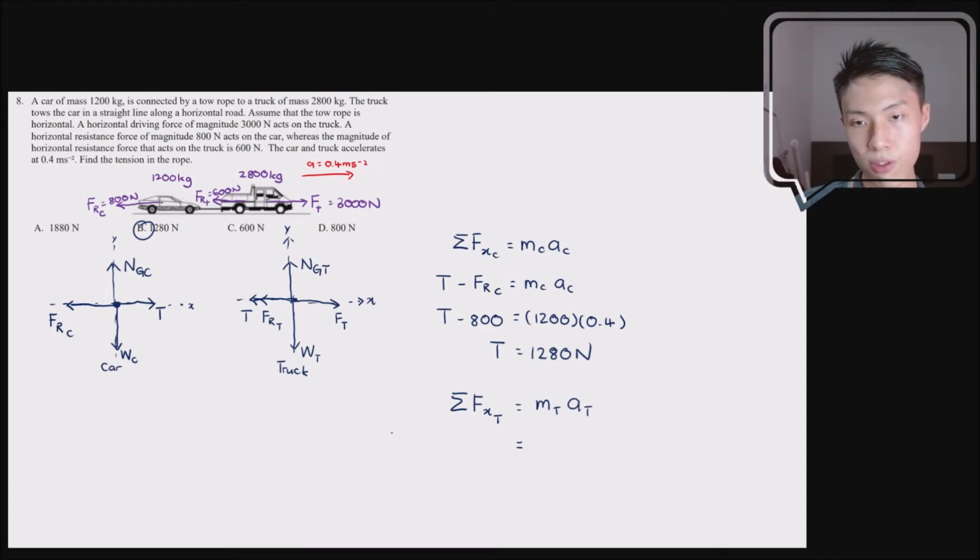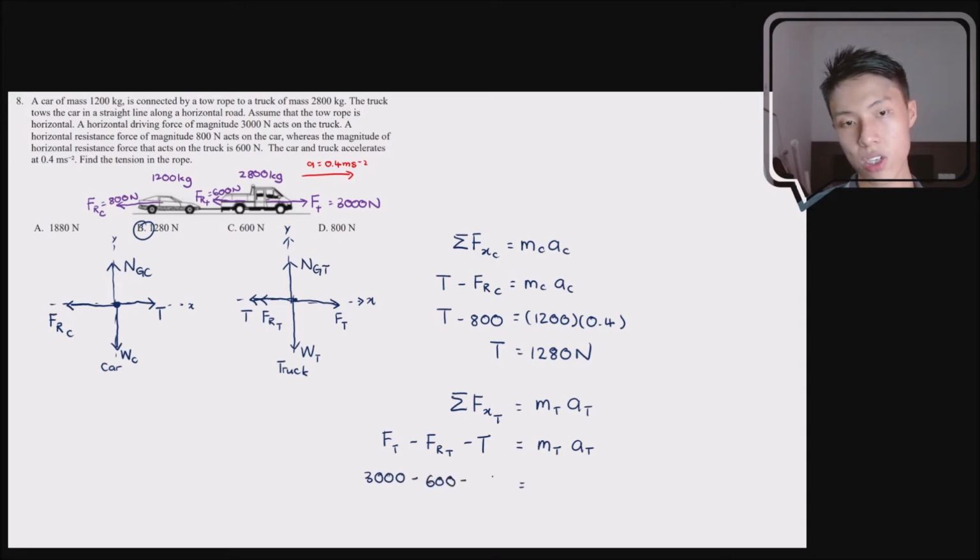So let's build the equation first. We know that it will be the driving force of the truck minus the resistance force experienced by the truck minus the tension. So we take the right minus everything on the left, and it should be equal to the mass of the truck times the acceleration experienced by the truck. So we substitute all the values here: 3000, the resistance force 600, and the tension 1280. We double check our answer. If our answer is correct, we should get the same acceleration for the truck as our result.